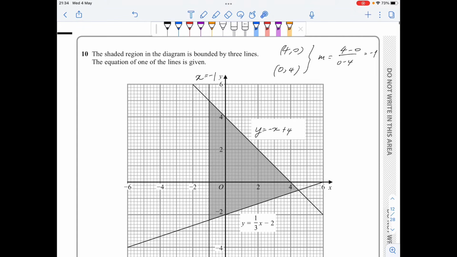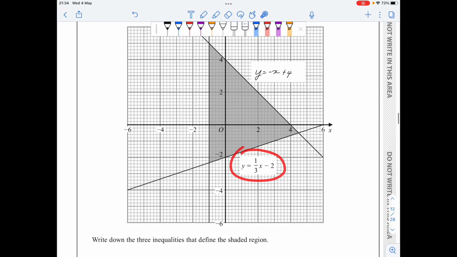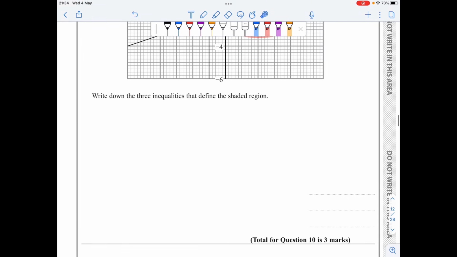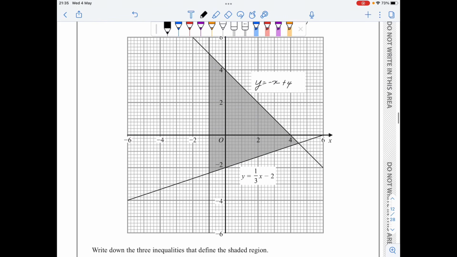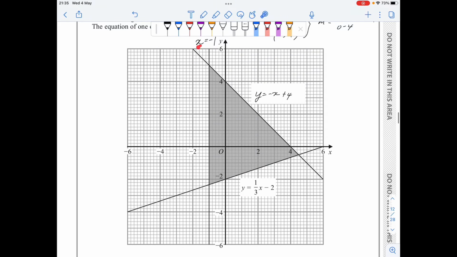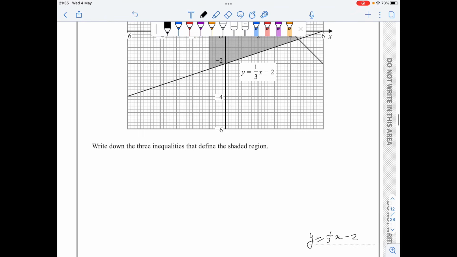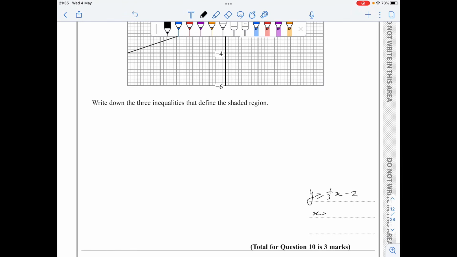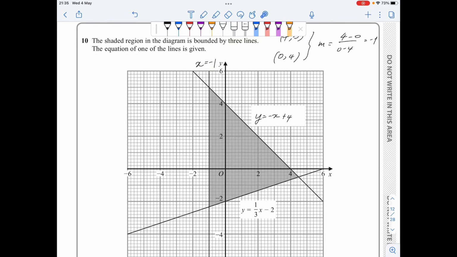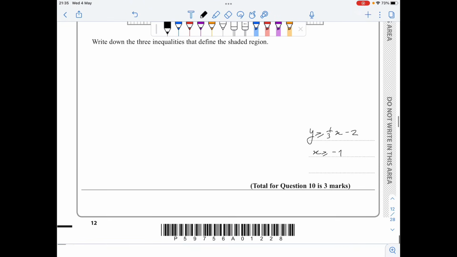Now, the shaded region is above this line, so my inequality will be y bigger than or equal to 1/3 of x minus 2. It is to the right of this equation, so I'm going to have x bigger than or equal to -1. And finally, the shaded region is below this line, so the corresponding inequality is y less than or equal to minus x plus 4.